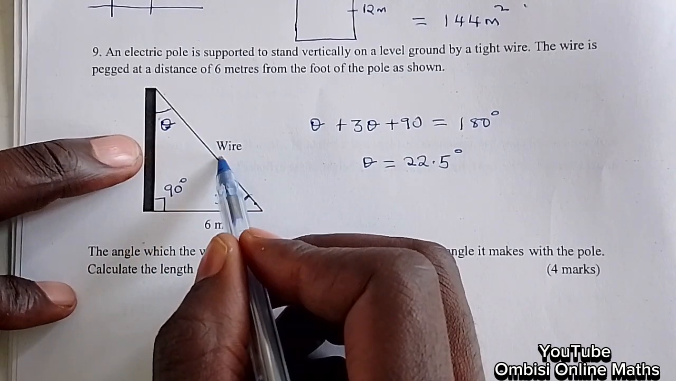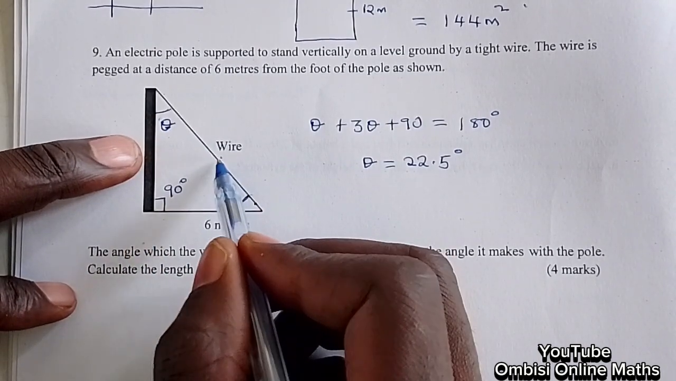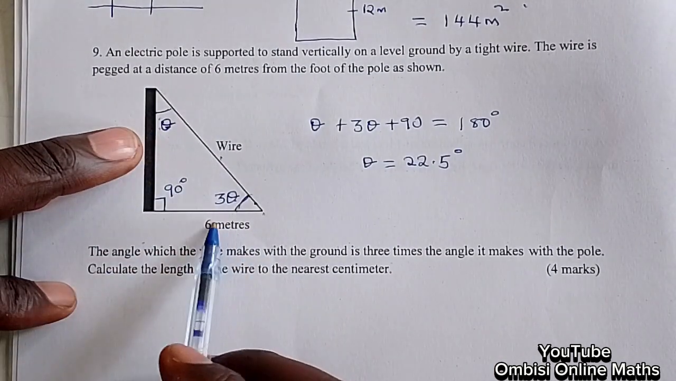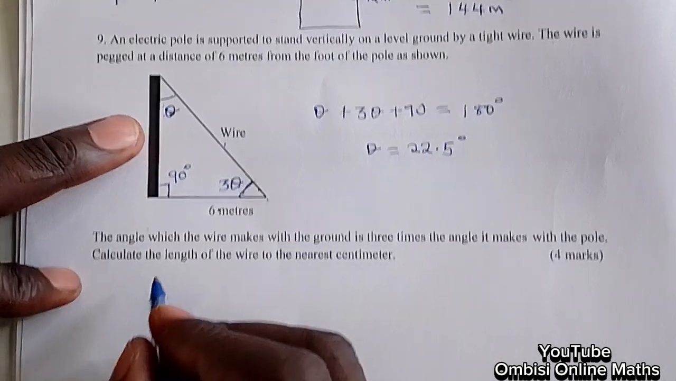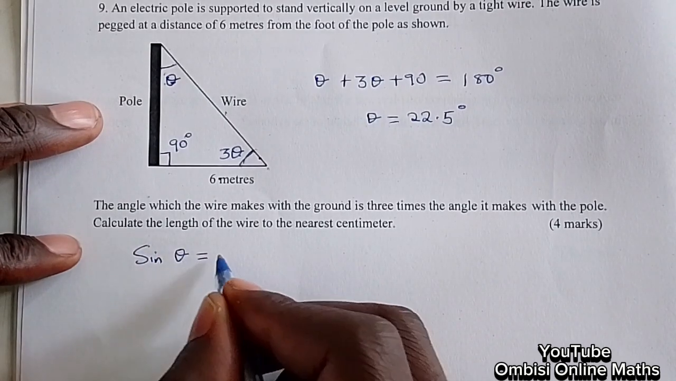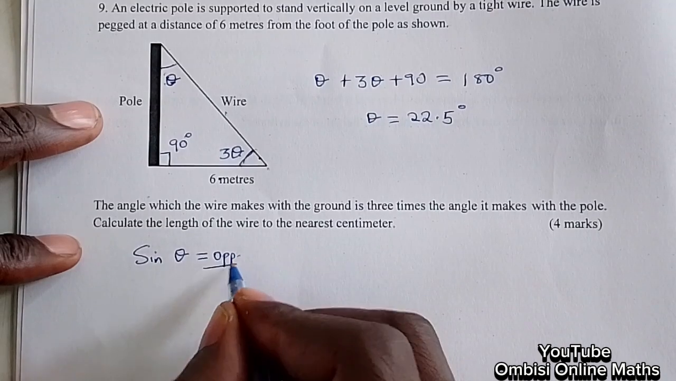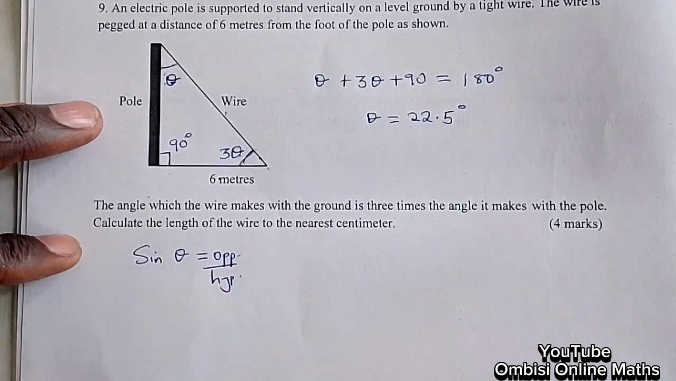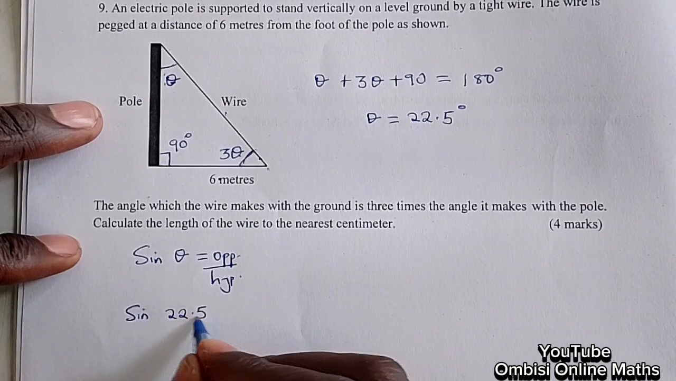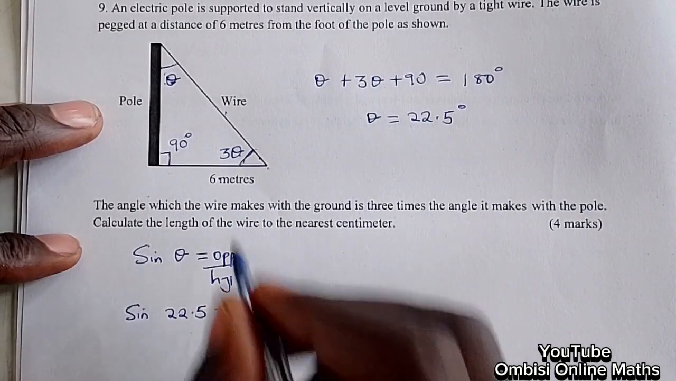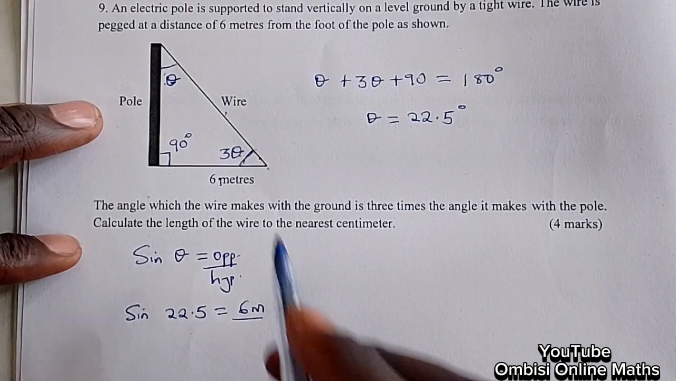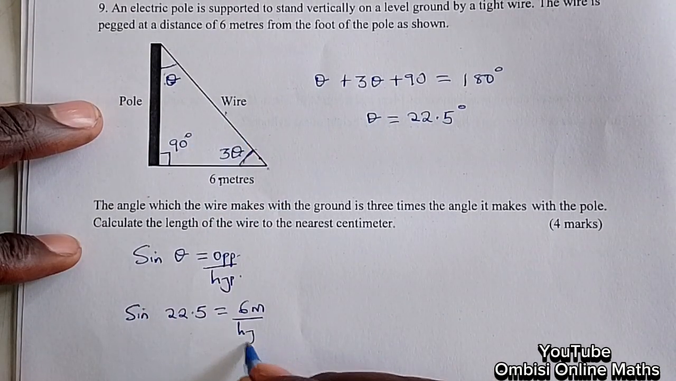So they want us to find the length of this wire. Now, the length of this wire is the hypotenuse. And since this one is theta, we have the opposite here. So using sine, the sine of theta is going to be the opposite over the hypotenuse. So sine of 22.5 equals the opposite, which is 6 meters, over the hypotenuse, which is the length of the wire.